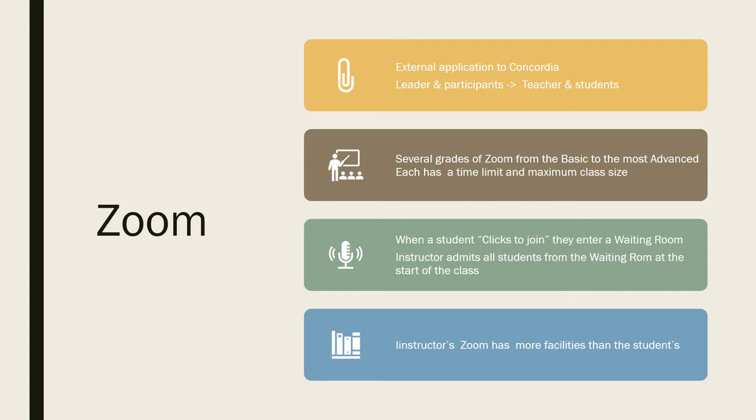When a student clicks to join, they enter a waiting room. The instructor then admits all the students from the waiting room at the start of the class. Good idea not to be late, because it will put the instructor off from his more important things which he has in mind for the class. Finally here, the instructor Zoom has got more facilities than the students.